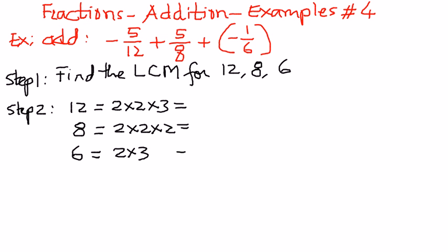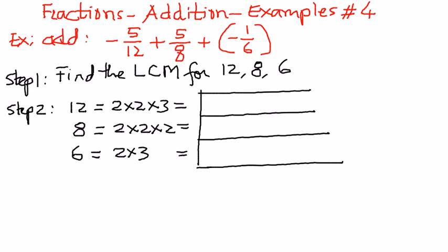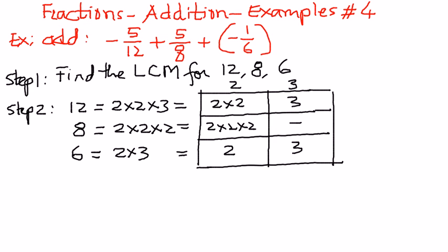So we'll make a box here and then try to represent these numbers in here. In the first box we'll represent the 2's, and in the second box we'll represent the 3's. Okay, so in 12 we have 2 2's and 1 3. In the number 8 we have 3 2's. We'll fill them up in the 2 box, and then there are no 3's. And for the number 6 we have 1 2 and 1 3.